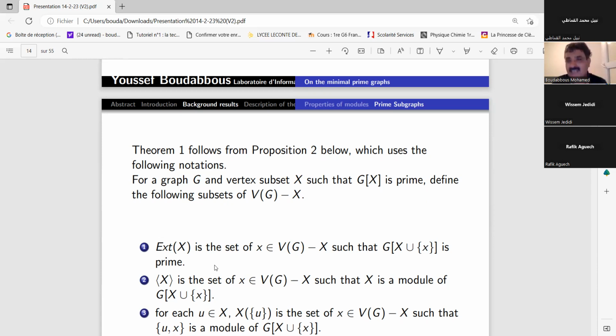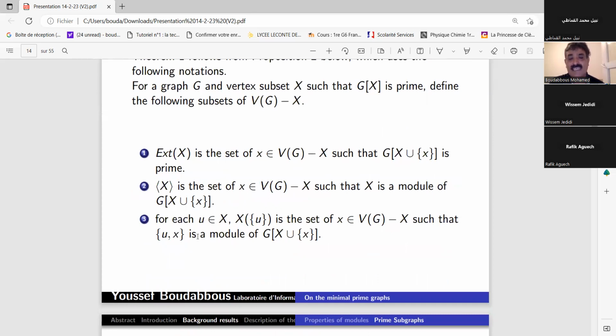Then the decomposability of this graph is extended. The Cauchy X is the set of X such that X is adjacent to all or to none of X. That is, X is a model of the subgraph induced by X union singleton X. Clearly, in this case, the union is decomposable. There, X is a model of Gx union X. In the first case, if we add a vertex in extension, we obtain a prime subgraph.